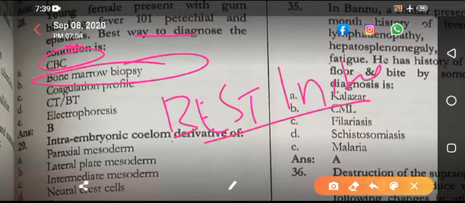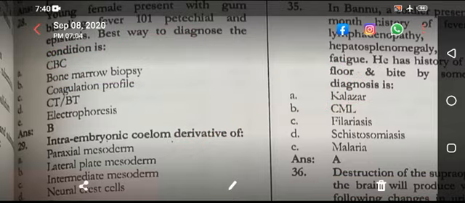So the next step will be CBC, peripheral smear. If there is no peripheral smear, then CBC. But here it says best way to diagnose. The best way to diagnose the bicytopenia or the pancytopenia is to go for bone marrow biopsy.